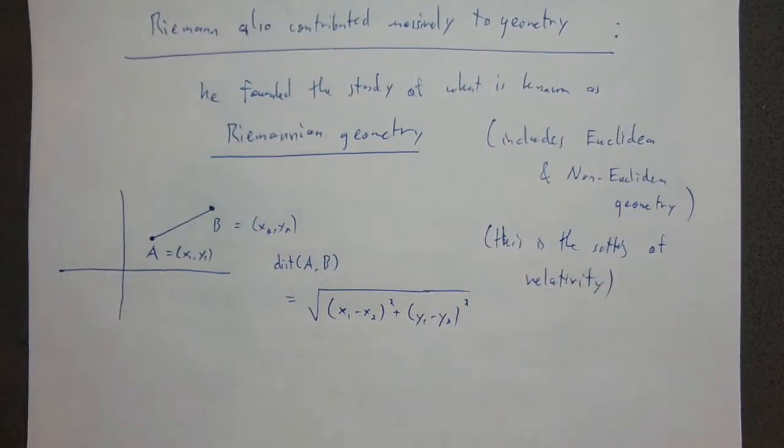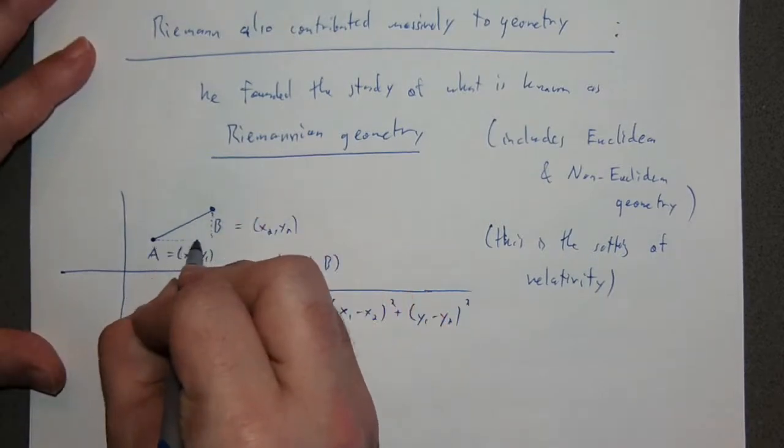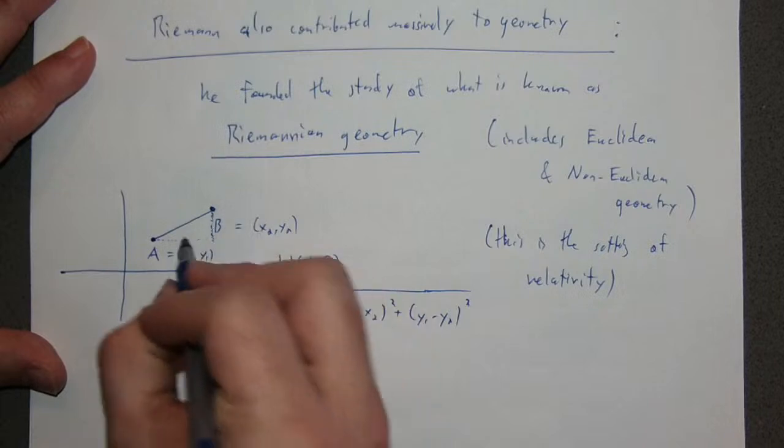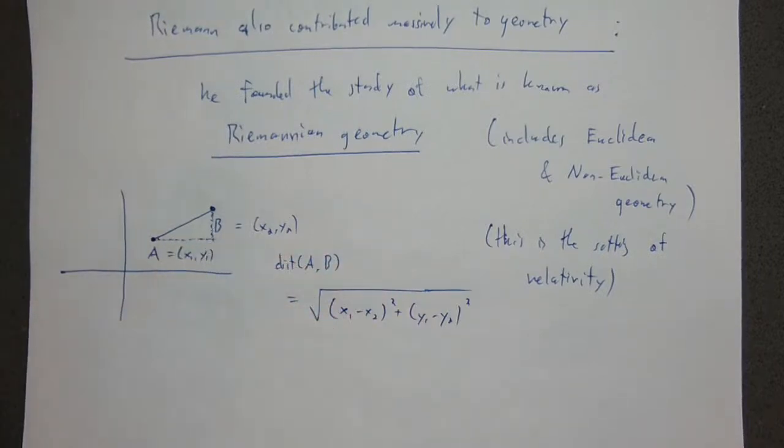Where does this come from? It's just the Pythagorean theorem, right? If I drew in the triangle here in question, it's exactly the Pythagorean theorem applied to that triangle that I just drew in. So this is directly from the Pythagorean theorem. But there's another way of seeing what this distance is.